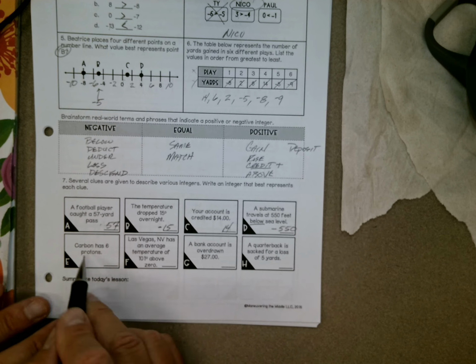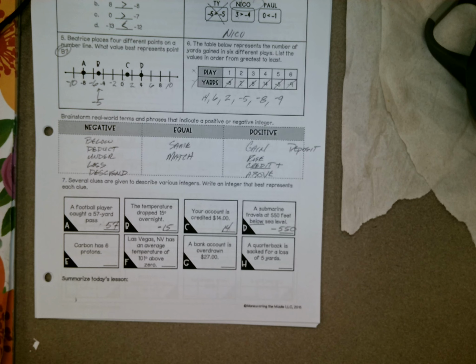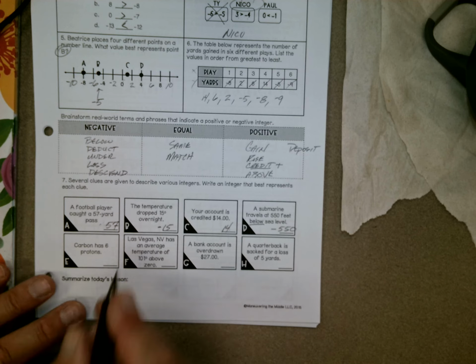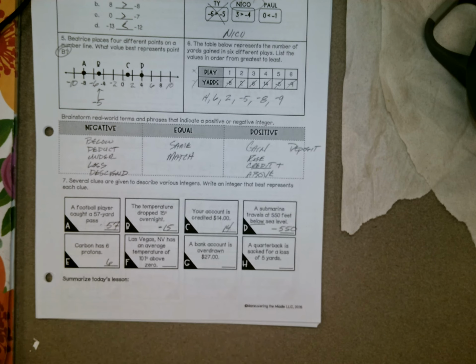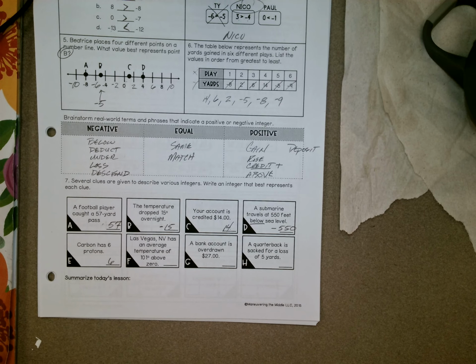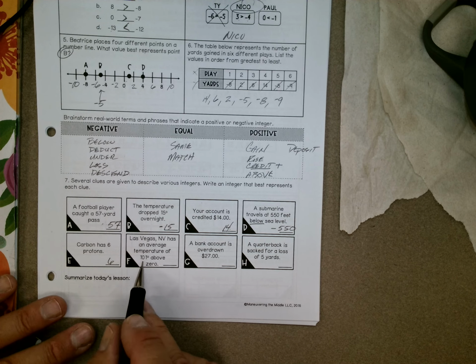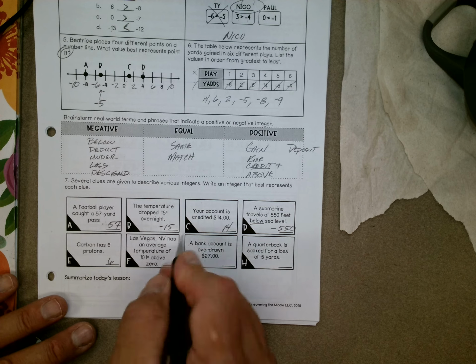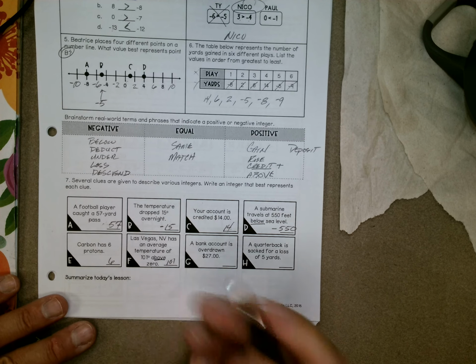So carbon has 6 protons. We're just going to talk a little bit of chemistry. But if it just has 6 protons, it's just 6 plus 6, right? Vegas has an average temperature of 101 degrees above zero. Above, 101. That's hot.